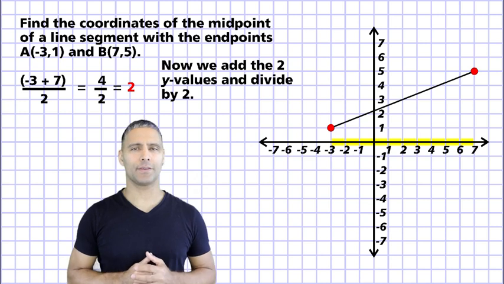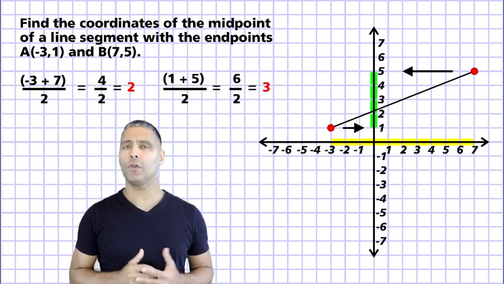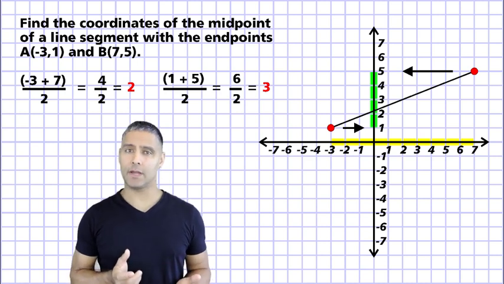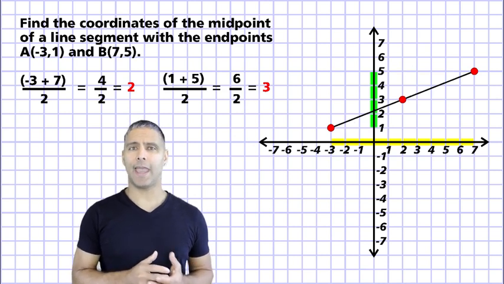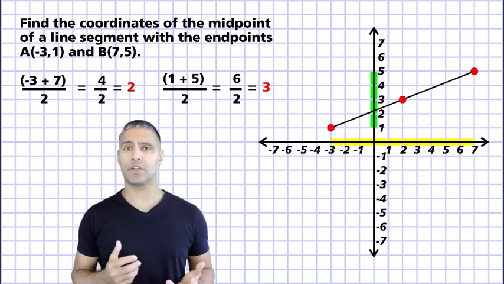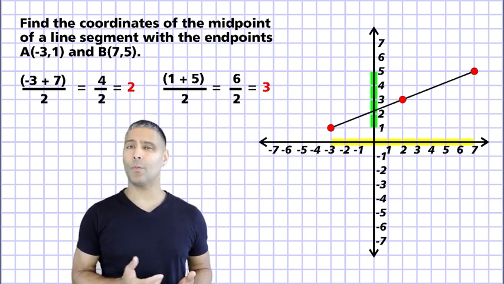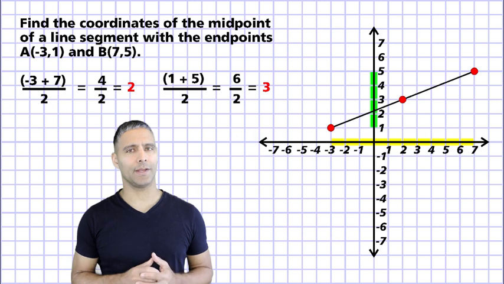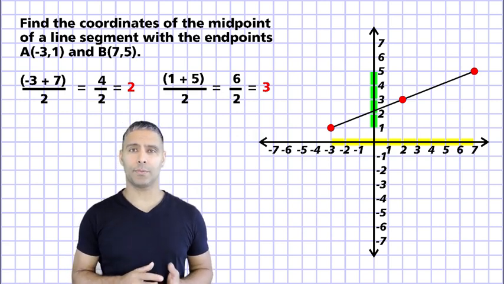And now for the y values. The y values are +1 and +5. First we add those together, and that gives us a total of 6. And 6 divided by 2 is 3. So now we have averaged our x values and our y values. The x value ended up being +2 and the y value ended up being +3. So we would say our midpoint is located at +2, +3.